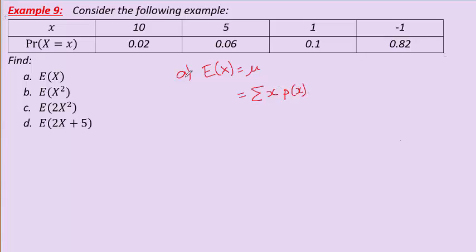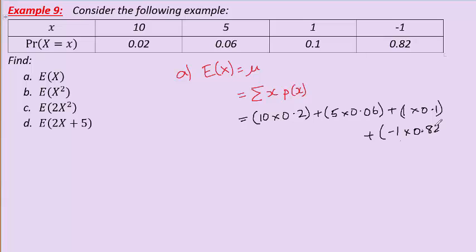So what we're going to do is multiply x times the probability of that outcome, then add it to the product of these two numbers, add it to the product of these two numbers, and these two. I always find this Greek letter a bit scary, but really, that's all it is. So it'll be 10 times 0.2 plus 5 times 0.06 plus 1 times 0.1 plus negative 1 times 0.82. And that's all we need to do. If I add those numbers up in my head, what I'll get to is 0.22.